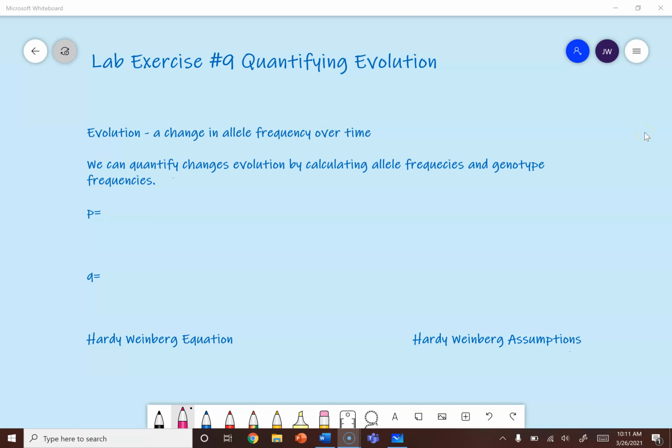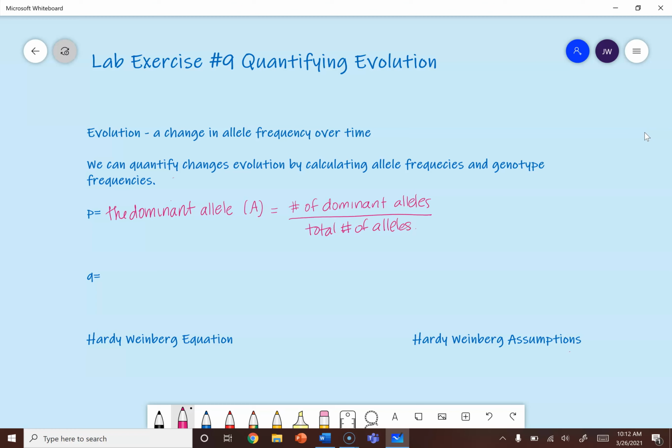So the first thing we need to learn how to do is to calculate allele frequencies. There are 2 variables here. The p variable, the lowercase p, is going to stand for the dominant allele. So let's say that is allele capital A. And it can be any capital, it doesn't have to be A. We'll just use that as an example. So the frequency of the dominant allele is going to be equal to the number of dominant alleles divided by the total number of alleles.